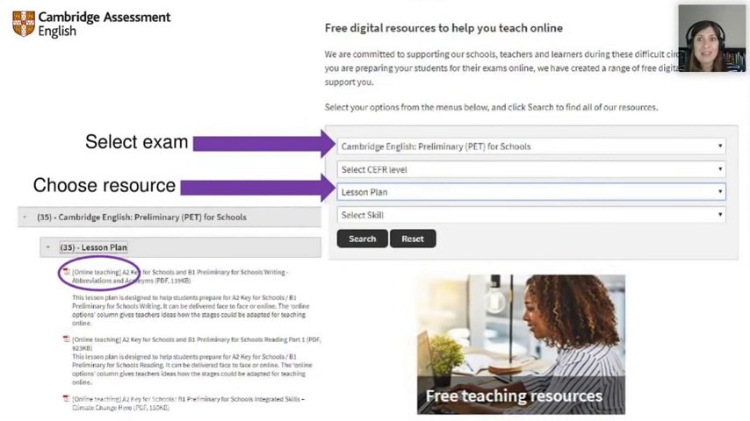We're aiming to have a lesson plan for every single exam task for our B1 Preliminary for Schools, A2 Key for Schools and our Young Learner exams. So keep looking and you'll see that more appear every week.